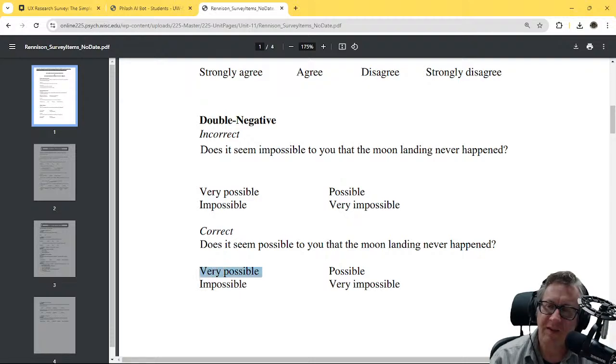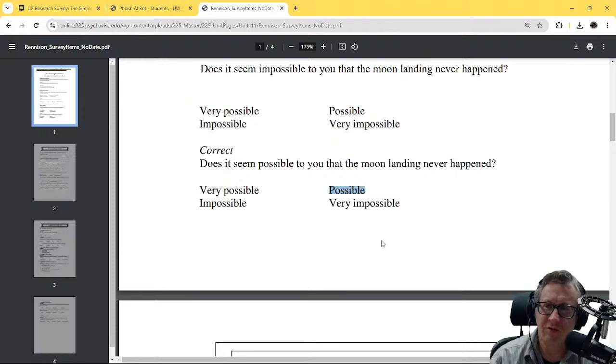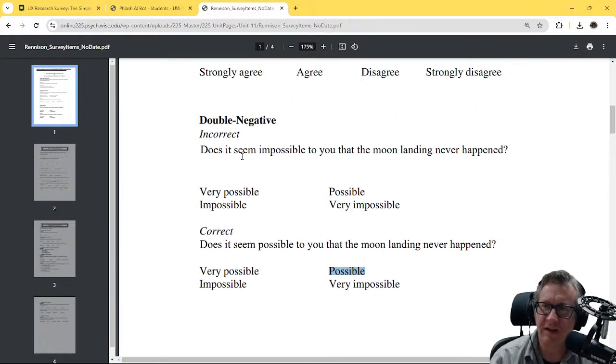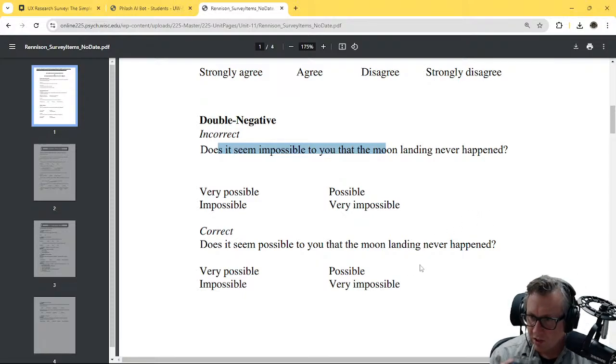Now, you could make this a leading question by giving contextual information. Does it seem possible to you that the moon landing never happened? That's a tricky one. That's a very tricky one. But anyway, you want to avoid double negatives. Okay.